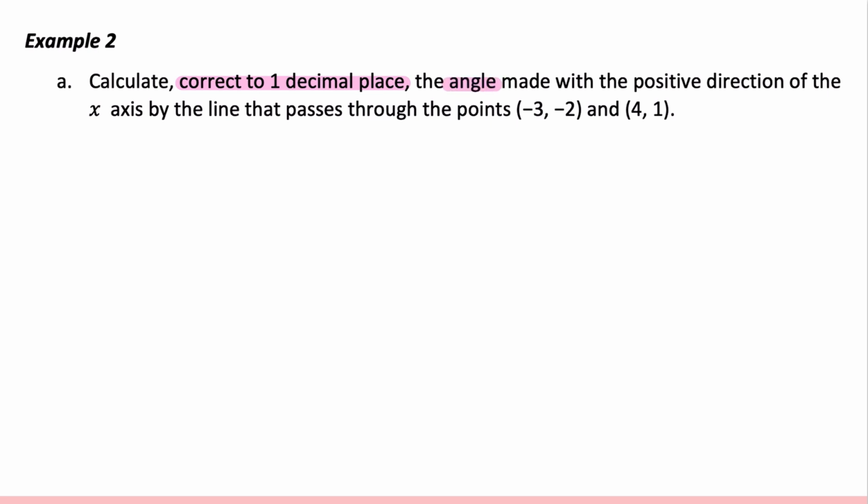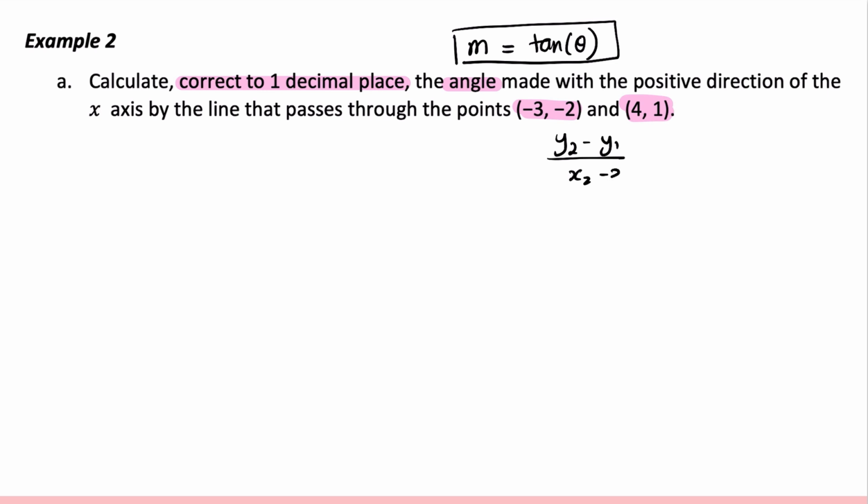As soon as I see that, I'm thinking of the key formula m equals tan theta. It's really important, this formula. That's where the angle of the positive direction comes into play. So it has a relationship with the gradient. Now, do I have a gradient? I don't, but what I do have are 2 points. And I know that when I have 2 points, I can find the gradient.